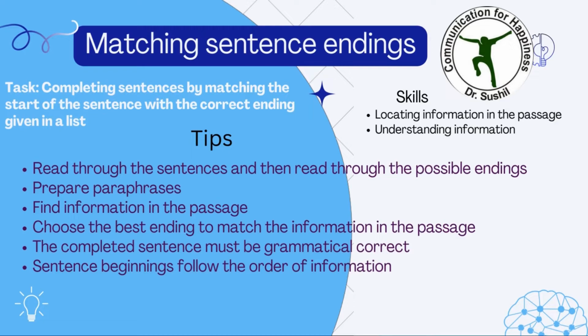Moving ahead, another kind of questions are matching sentence endings. In these questions, you have to complete the sentences by matching the start of the sentences with the correct ending given in the list. For this, you can read through the sentences and then read through the possible endings. Prepare for paraphrases. Find information in the passage. Choose the best ending to match the information in the passage. The completed sentence must be grammatically correct. Sentence beginnings follow the order of information. You can locate the information in the passage and just understand the information that is provided to you by the writer.